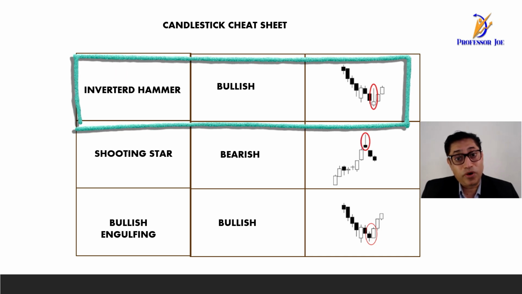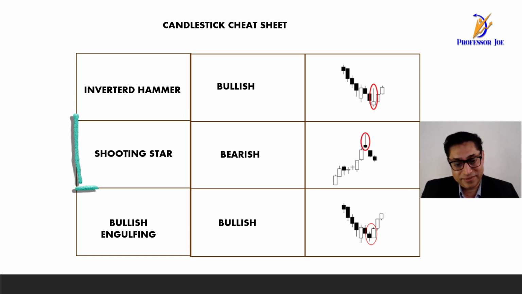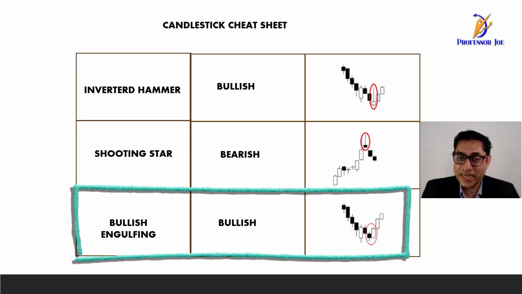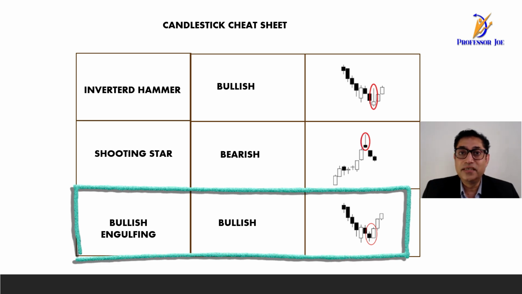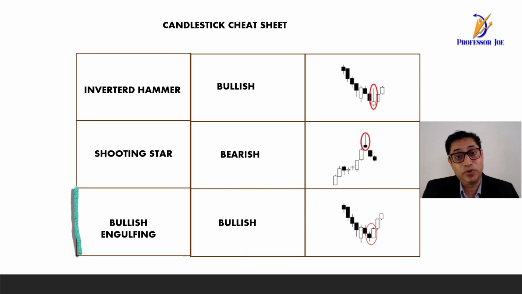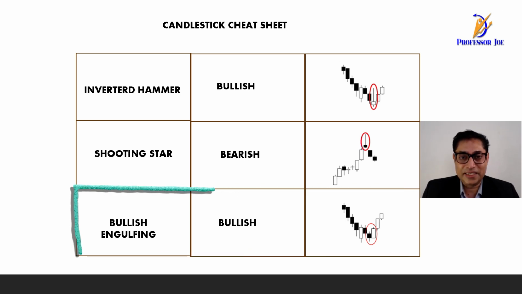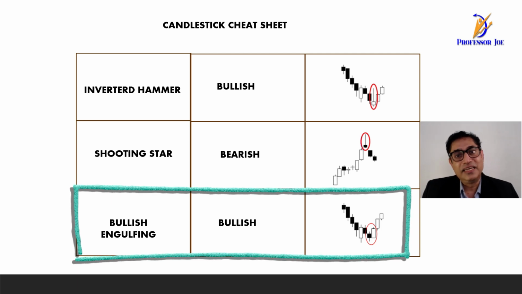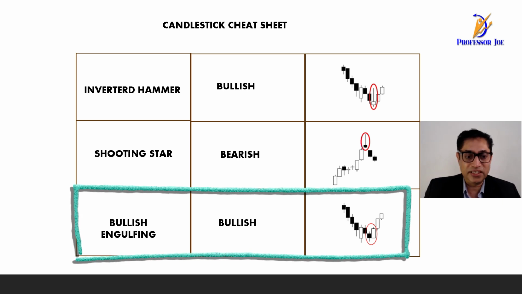An inverted hammer at the bottom of the chart is a bullish candlestick pattern. At the same time, a shooting star, which looks just like an inverted hammer but is found on the top of the chart, is a bearish candlestick pattern. Then there is the bullish engulfing candle. It can be found at the bottom or as a continuation candlestick pattern. It is a bullish candlestick pattern where the first candle is a small red or black candle and the second one is a white or green candle, which is bigger than the red or black candle. So, bullish engulfing candlestick pattern.